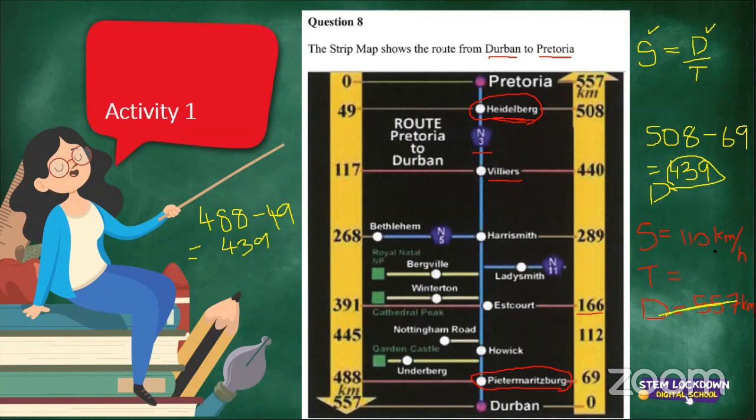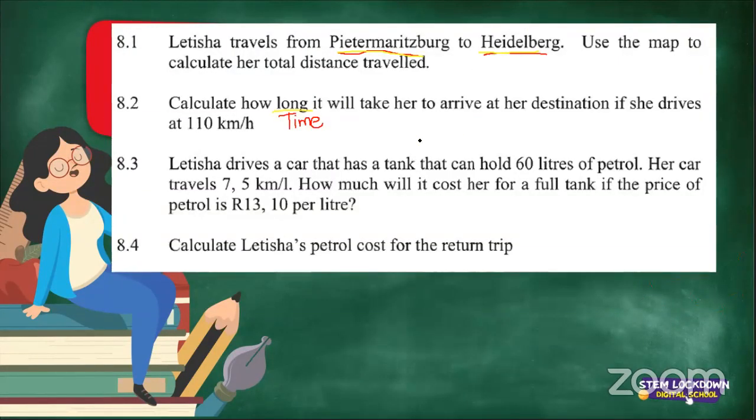What time? How many hours did it take here? Distance 439, your speed is 110. Okay, you guys are still thinking? Let's move on. Remember, I don't run out of time at the end of this lesson. Okay, let's do it together here.